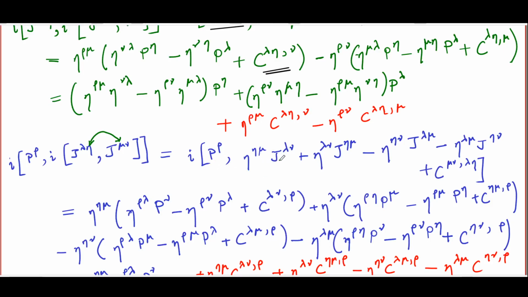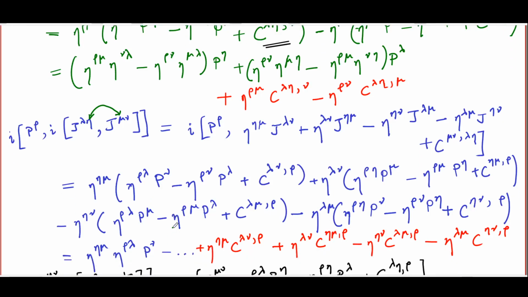P rho j lambda nu will give you a c lambda nu comma rho, with of course eta mu outside. Then this one will give an eta lambda mu as an overall factor, but will give you a c eta mu comma rho. The next one will give you minus eta nu times this commutator. Once again, focusing only on the central charge piece, you get c lambda mu comma rho. And the final one will give you minus eta lambda mu times the central charge c eta nu comma rho.